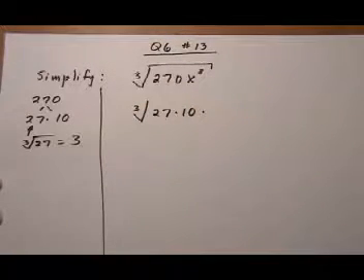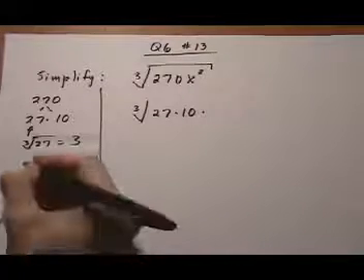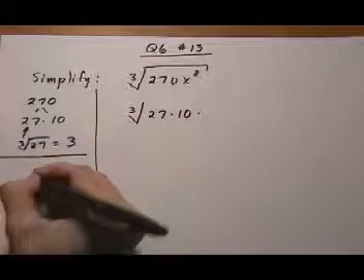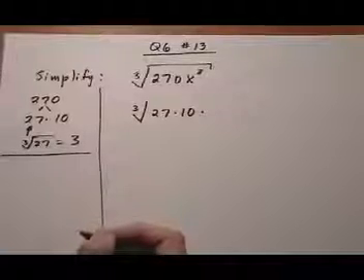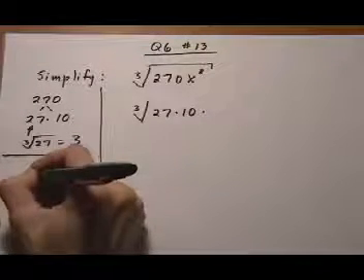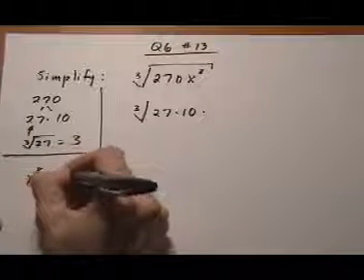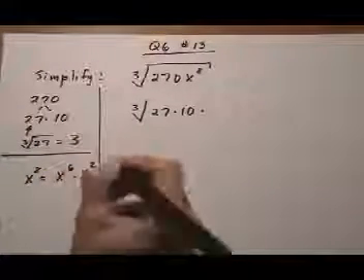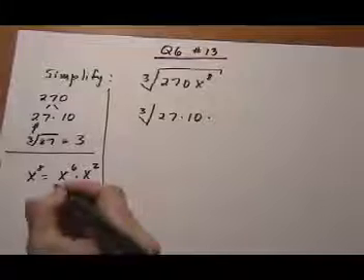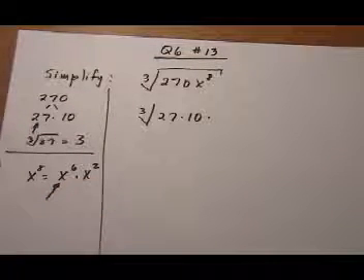Now I also want to rewrite the x to the 8th power. And again, I want to rewrite it so that I have a perfect cube. So if I rewrite x to the 8th as x to the 6th times x squared, this right here, x to the 6th, is a perfect cube.